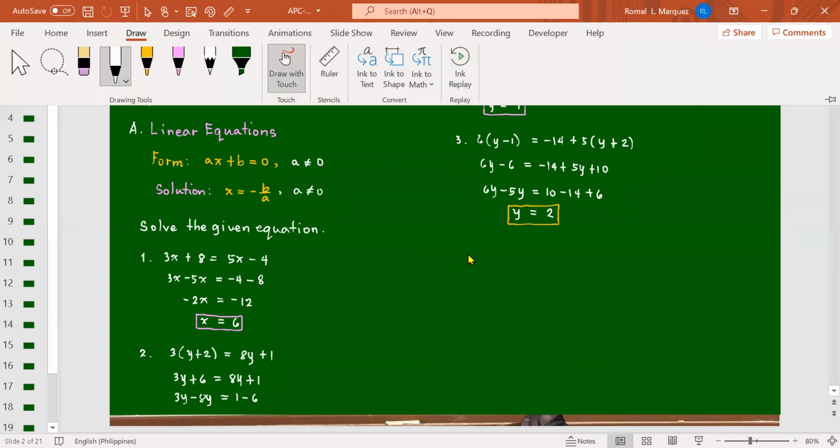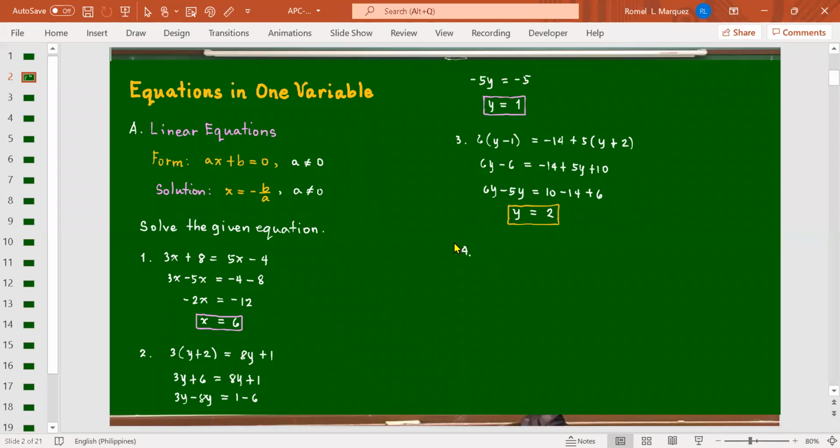Number 4. Given the equation 5 minus 3x over 4 is equal to 2x over 3 plus 22.